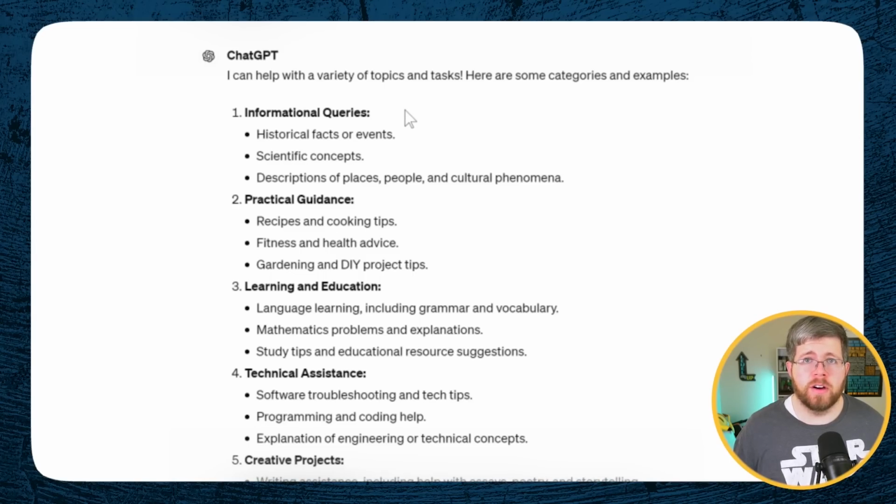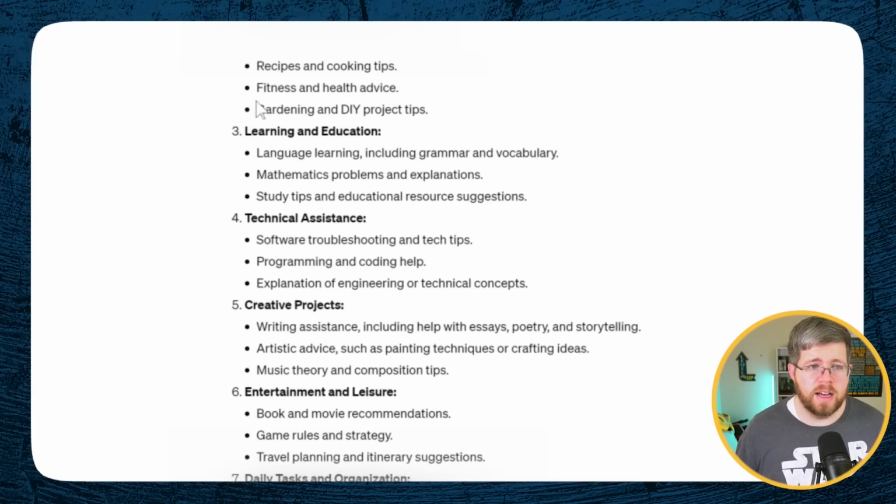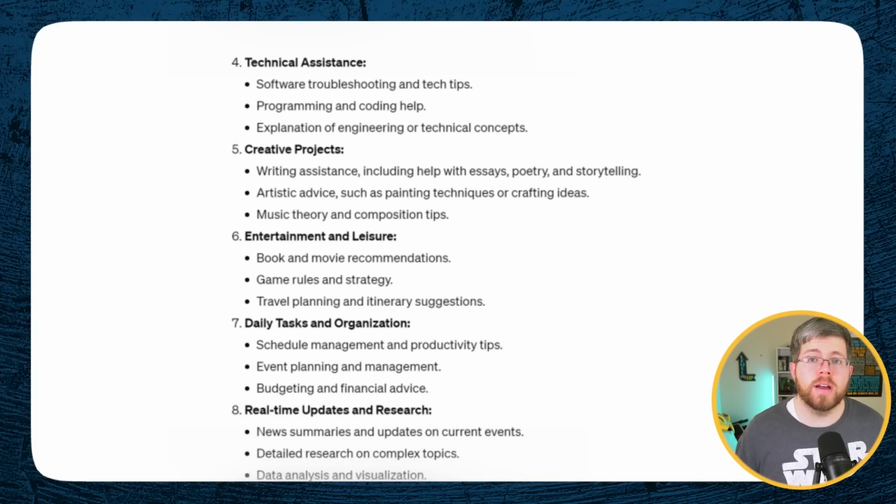So informational queries are often used. Now, you do have to be careful that it's not hallucinating anything, but that is becoming less and less of an issue over time. So we have historical facts, scientific concepts, descriptions of places, people, and cultural phenomena. You can get practical guidance like recipes and cooking tips, fitness and health advice, language learning, mathematical problems, study tips. You can get technical assistance, so software troubleshooting, programming, explanation of engineering, creative projects like writing assistance, artistic advice, music theory and composition tips, entertainment and leisure like book and movie recommendations, which I think is going to be the future of how books and movies are discovered.